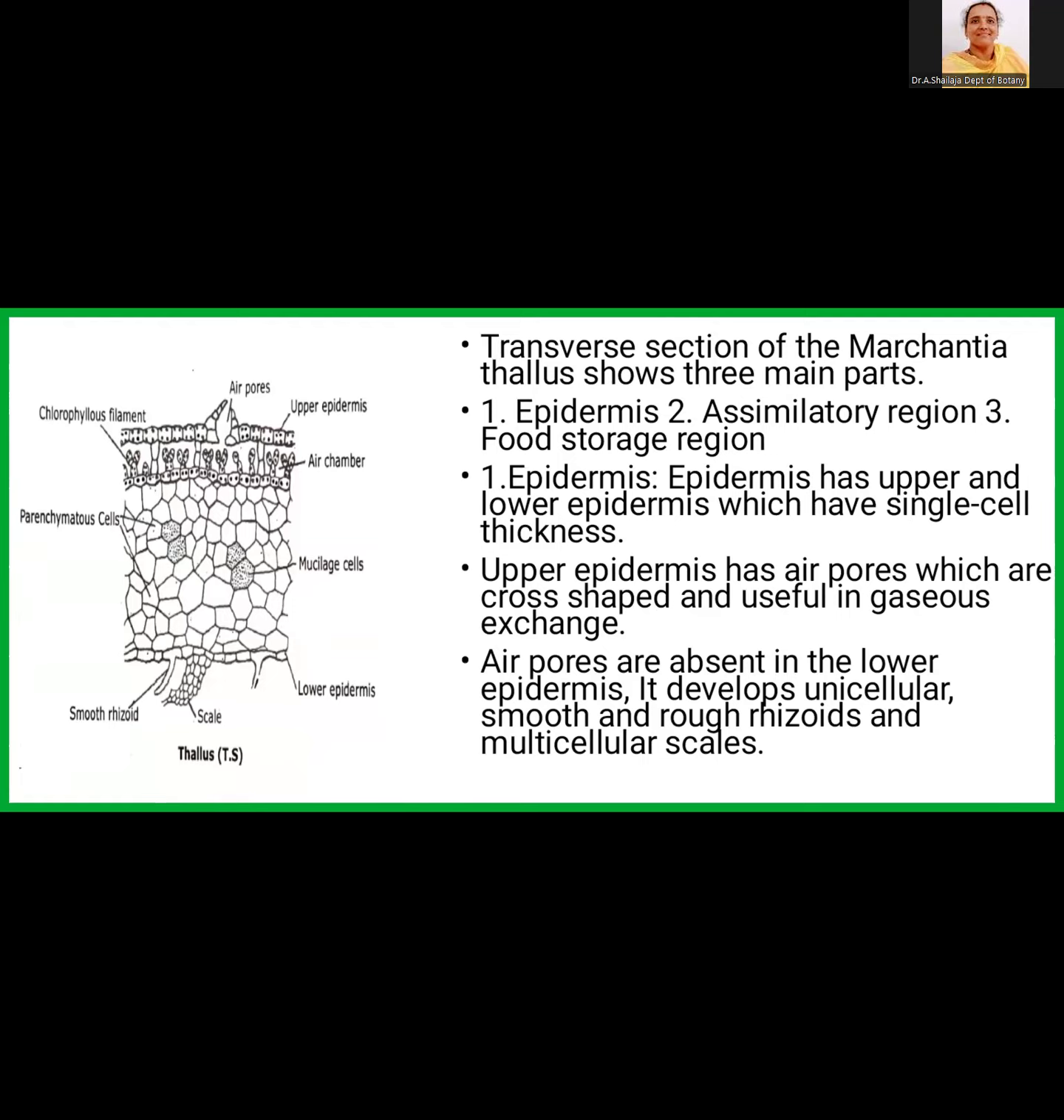On the ventral side we observe that rhizoids, smooth and rough, two types of rhizoids are present on the ventral side. So that is the lower epidermis.